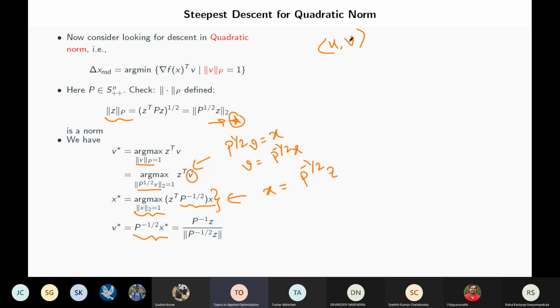So that's why we will choose x to be this, so that it's along the same direction. But then the restriction on x is that it must be norm 1, so I have to divide by the norm of this guy, p minus half z. So that's what we did here, and that's the proof of this. And yeah, so we go back to v star, because v star is the one that we needed actually in here. So v star will be this guy.